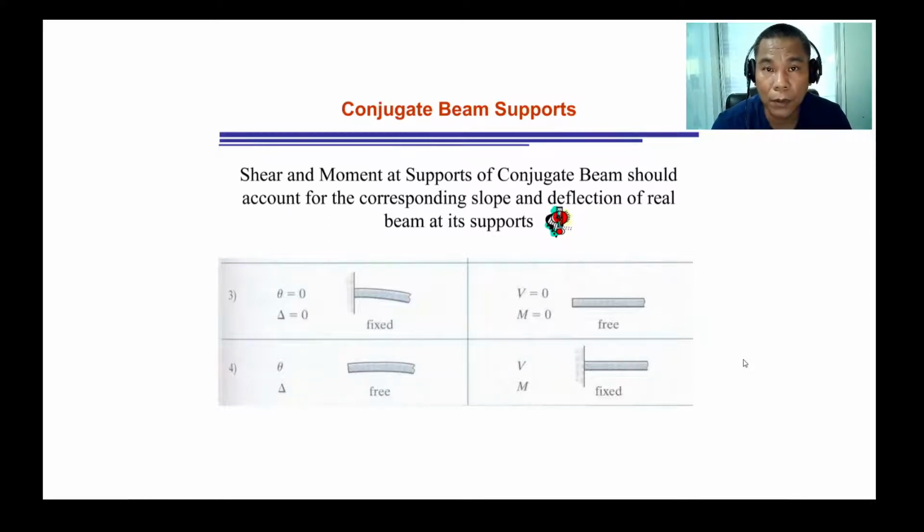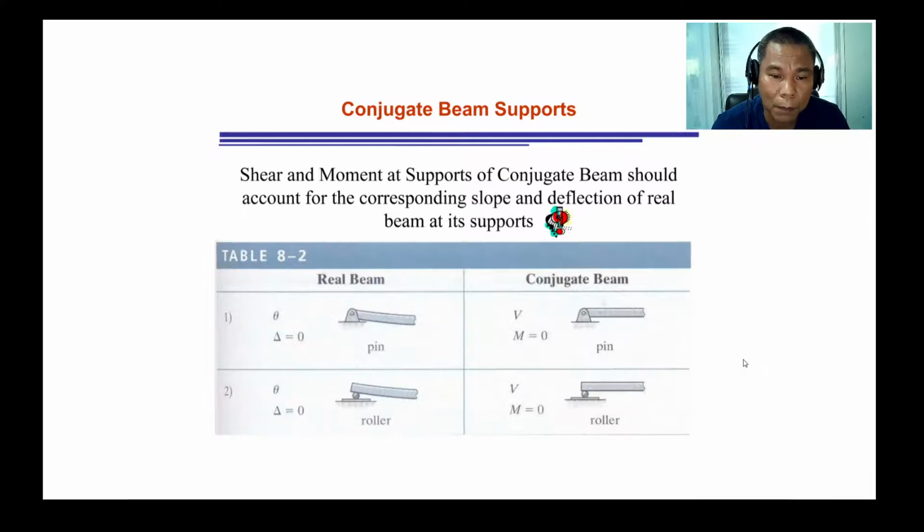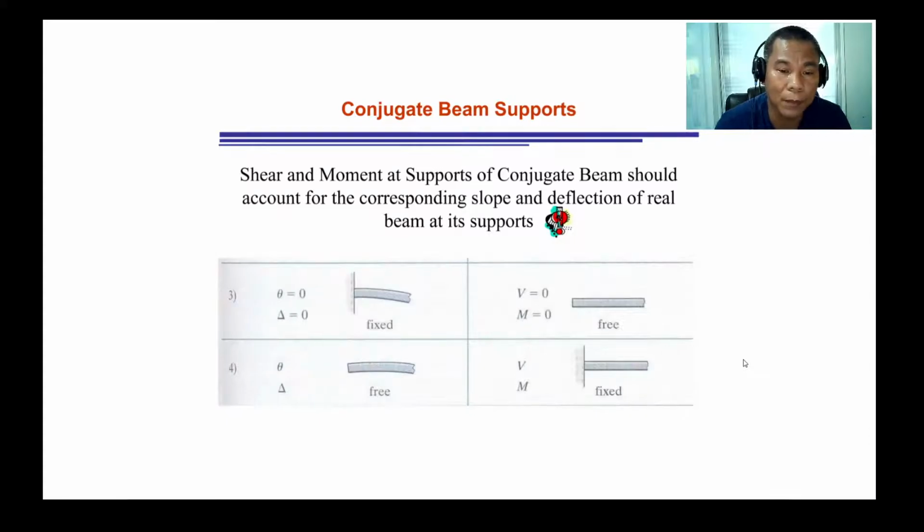So with the conjugate beam, it should be fixed. So the shear and the moment are both unknown. So just remember this one. Real beam pin is the same as the conjugate beam pin. In real beam roller, it should be roller in the conjugate beam. For a fixed in the real beam, it should be free end in the conjugate beam. And a free end in the real beam, it should be fixed in the conjugate.